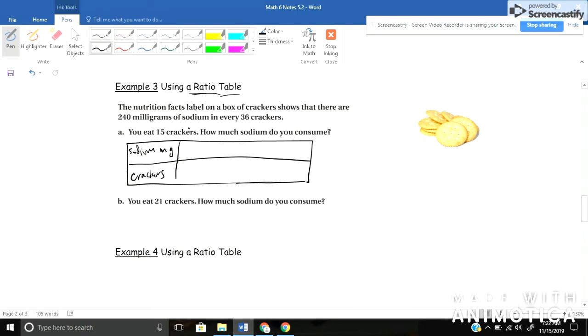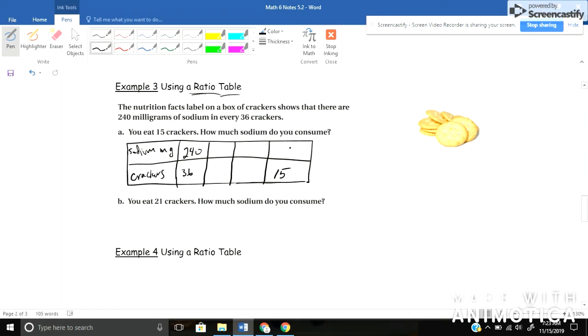Okay, and I know off the bat that there are 240 milligrams in 36 crackers. And in the end, it tells me that I eat 15 crackers. So how much sodium do I consume? All right, so I need to go from 36 in the end to 15. I'm just guessing here that I might need to do a few different conversions or make a few different equivalent ratios to be able to figure that out.